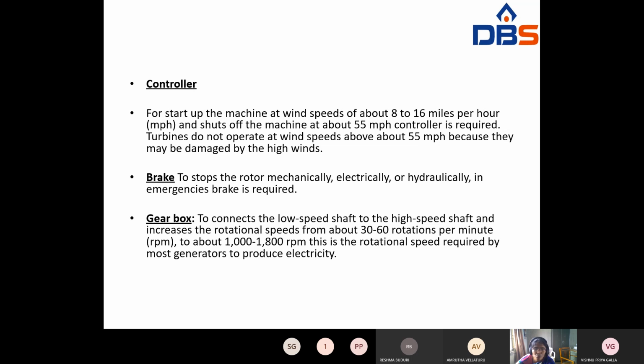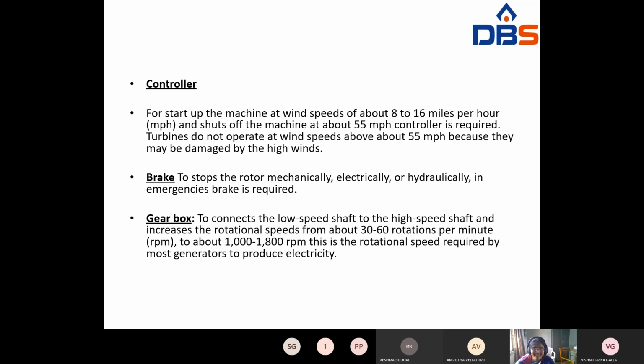Brake. Why do you use a brake? To stop the rotor mechanically, electrically or hydraulically in an emergency. In emergencies, a brake is required. Whenever there are emergency conditions and any fault occurs, you have to suddenly stop the rotor. At that time you require the brake.